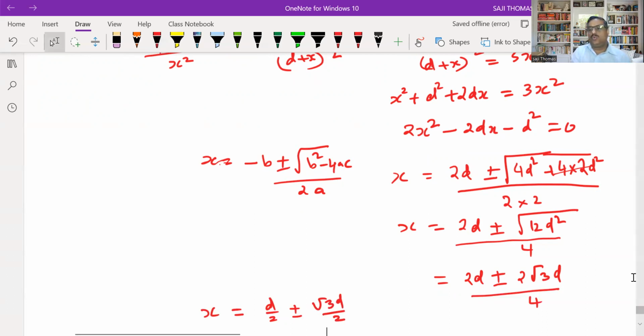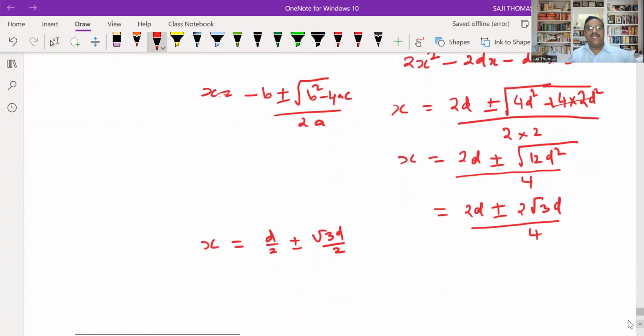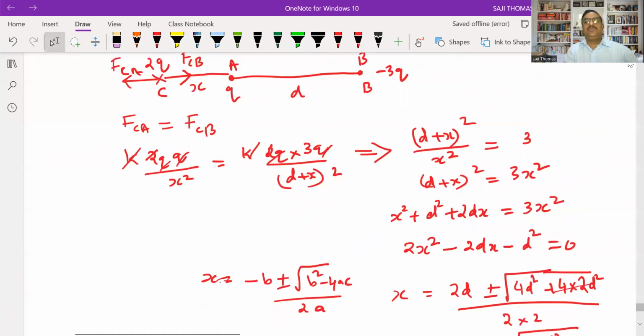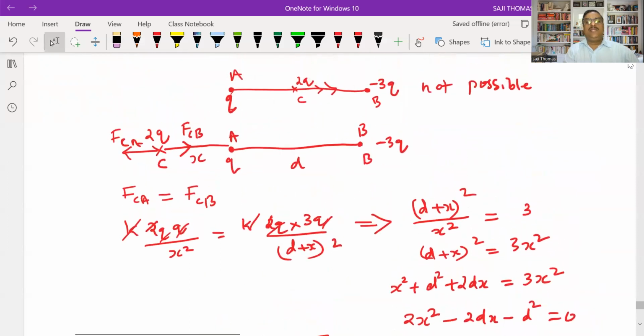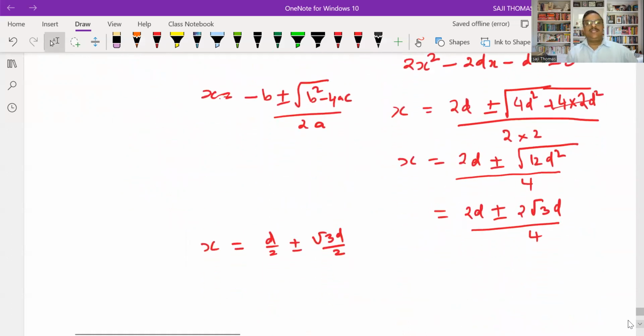So x has two roots. You take the positive value only. If you take the negative value, it means that the point is between q and minus 3q, and we already ruled out that possibility. Listen, if you take the minus root, the point will be between q and minus 3q. That is not possible. We ruled it out first. Okay, so what will be the answer?